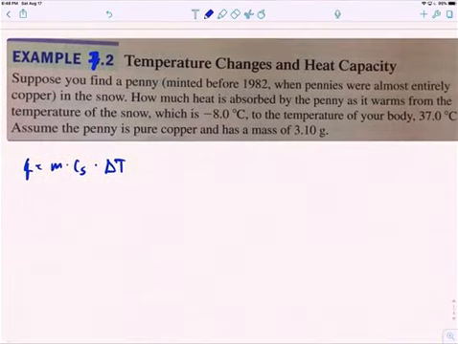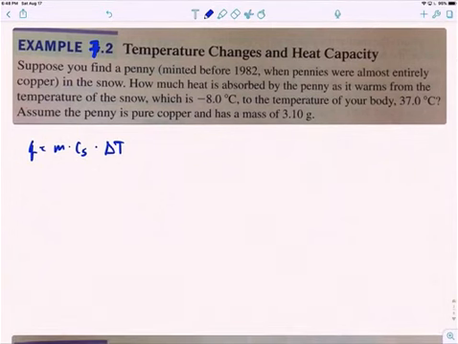Okay, so temperature change and heat capacity. Pennies used to be made of copper. Now they're copper coated zinc, but hey. Suppose you find a penny, you throw it in the snow, it's at -8 degrees Celsius, and then you put it in your hand, and it goes from -8 degrees Celsius to 37 degrees Celsius. One thing about this, the hand temperature is usually not 37 degrees Celsius, usually around 33 to 35-ish range. But hey, let's just go and do the problem. We'll talk about what's wrong with it.